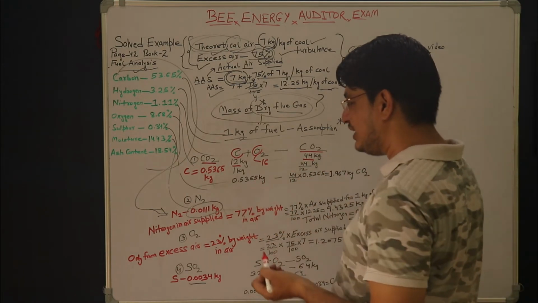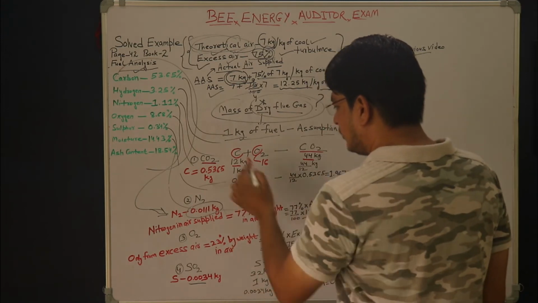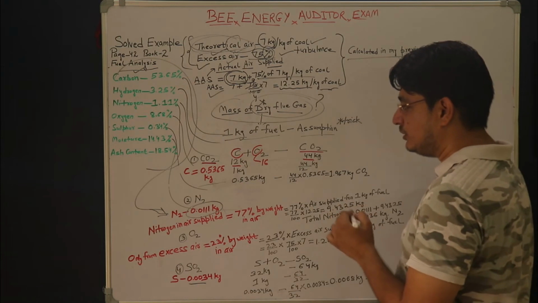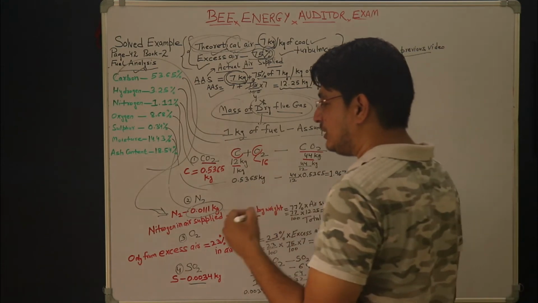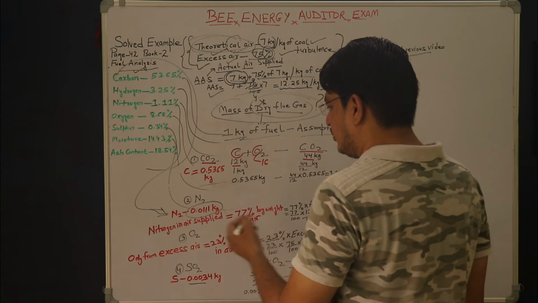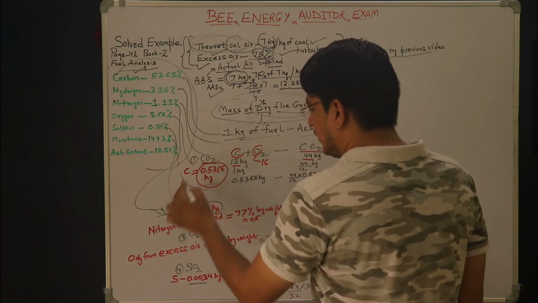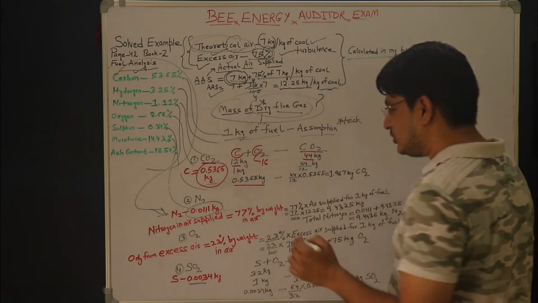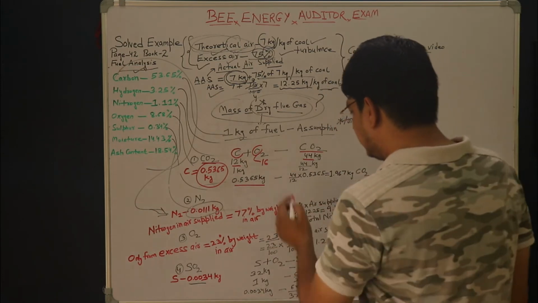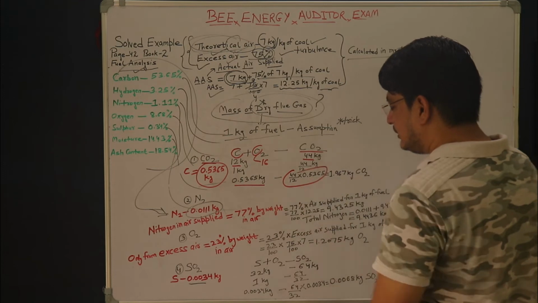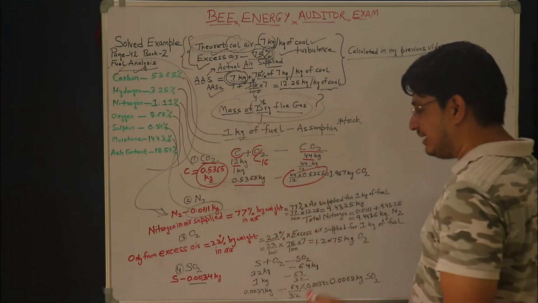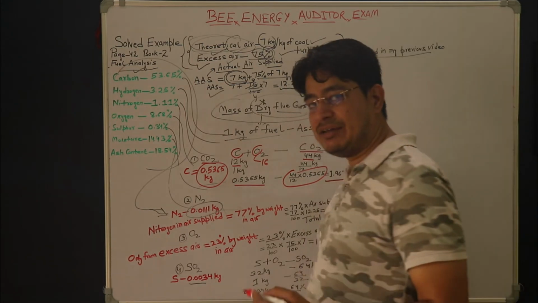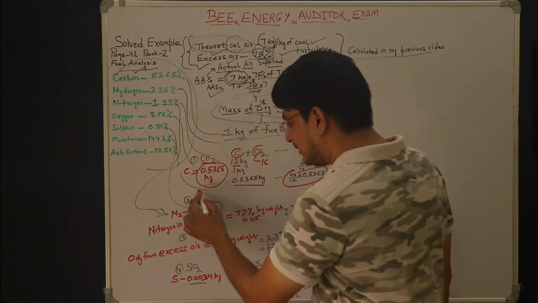By using the simple unitary method, from 1 kg of carbon, 44 divided by 12 kg of CO2 will be produced. But how much carbon is present in 1 kg of fuel? That is 0.5365. So from 0.5365 kg of carbon, how much carbon dioxide will be produced? This is the value, and I calculate it as 1.967 kg of carbon dioxide. Now I will move on to the next constituent, that is nitrogen.